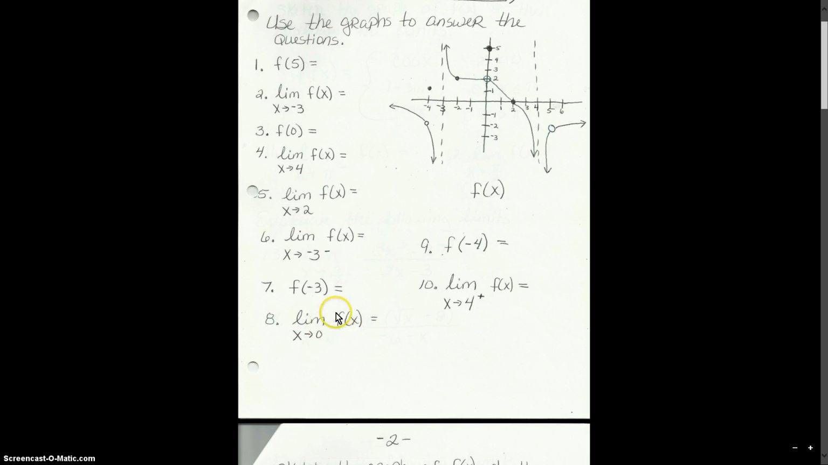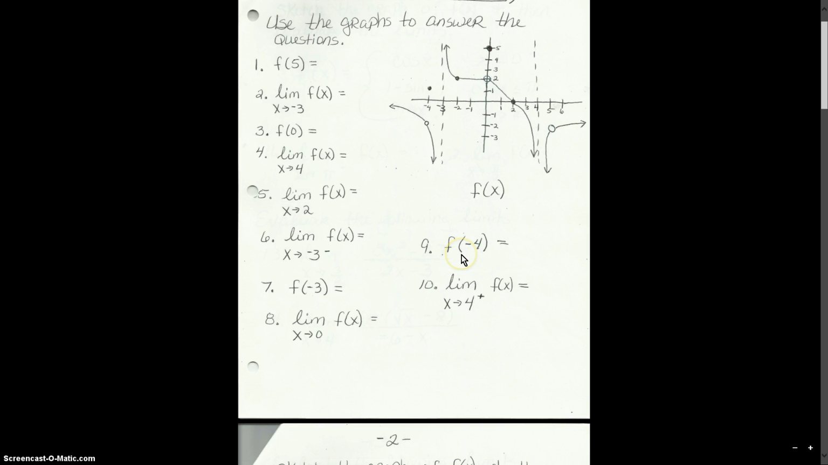Number 8, the limit of f of x as x approaches 0. Again, before you tell me what the overall limit is, I have to approach it from both the left and from the right, and they have to both be equal for me to answer this question. So if I go to my function, here is 0, x equals 0. If I approach from the right-hand side, that's this piece of the graph, it seems like I am getting a value of y of 2. And if I approach from the left-hand side, that's this piece of the graph, it seems that my y value is 2. 2 is equal to 2, therefore my limit of f of x as x approaches 0 is 2.